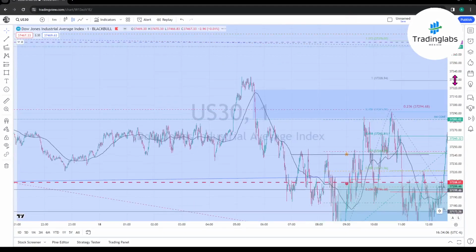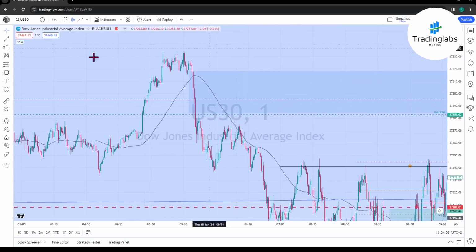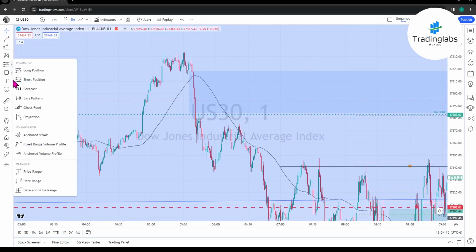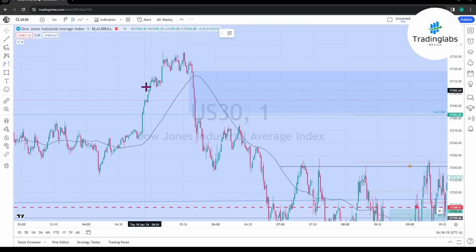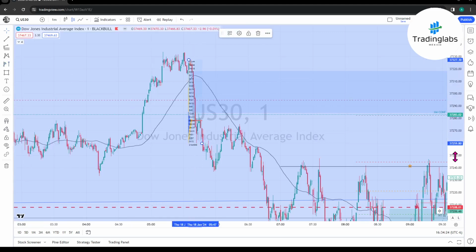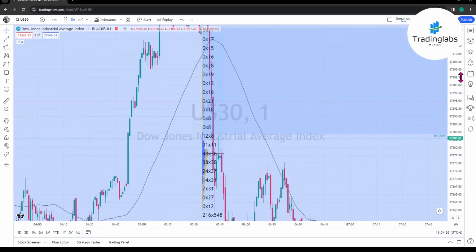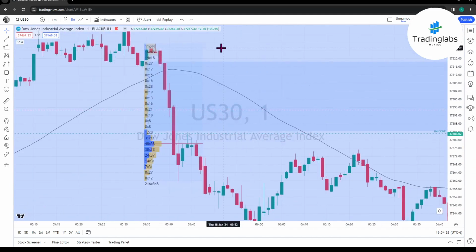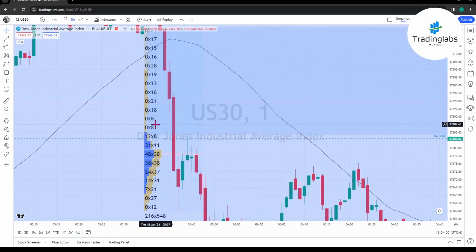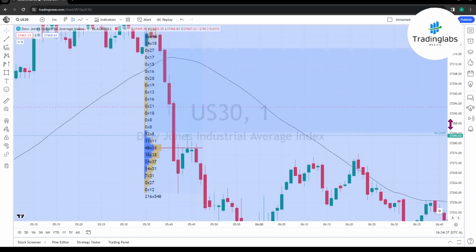This is an express move. This is a gap, obviously, right? But in order to be 100% sure, you grab this tool, you put it right over here, and you see the left side is longs, buys, and the right side is sells, right?